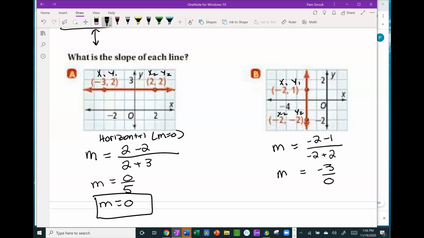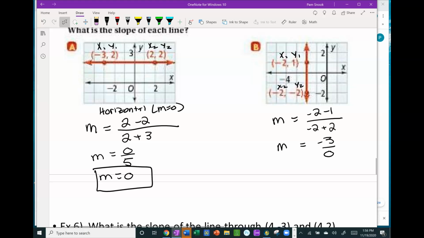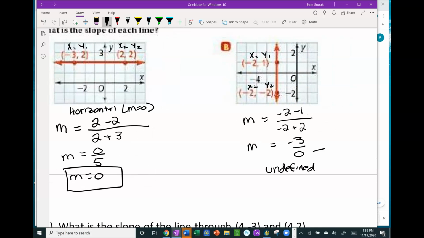Plug that into your calculator. Do negative 3 divided by 0. And when you do, you should get an error. And in math world, we call that undefined. You cannot divide by 0. And so with every vertical line, your slope is going to be undefined all the time, every time.